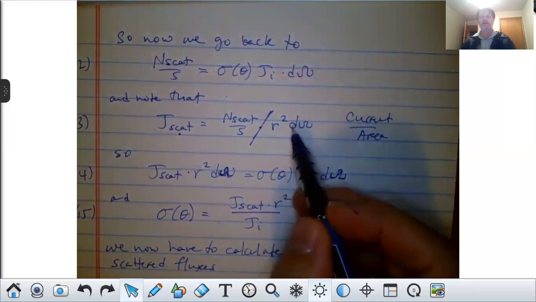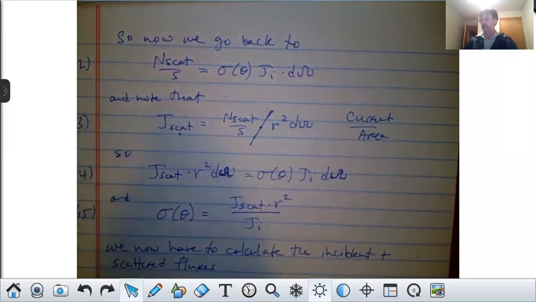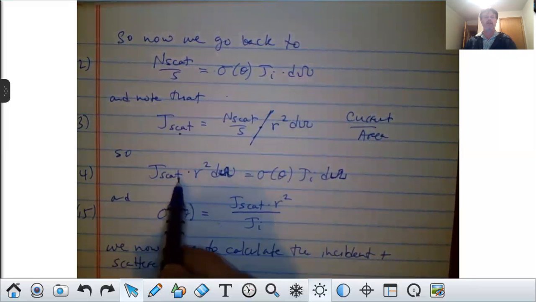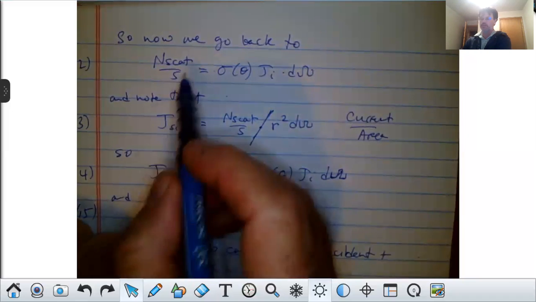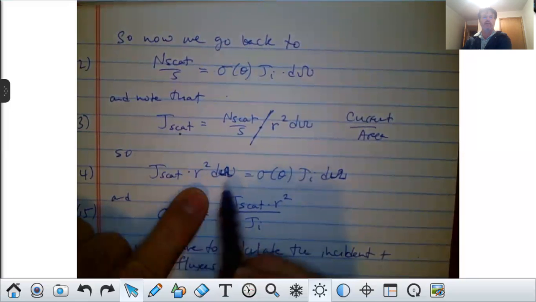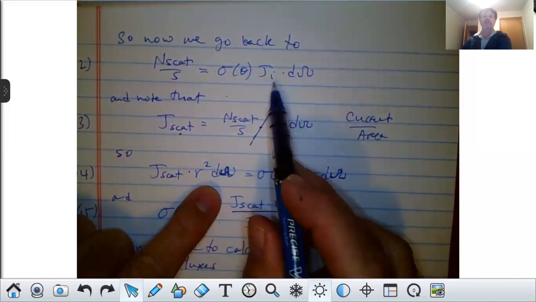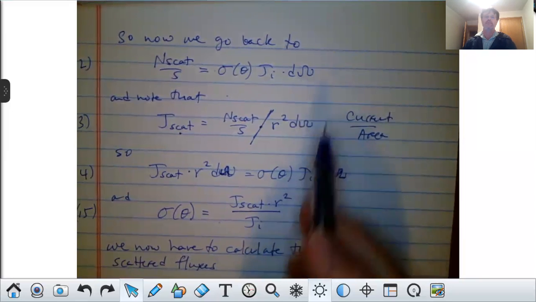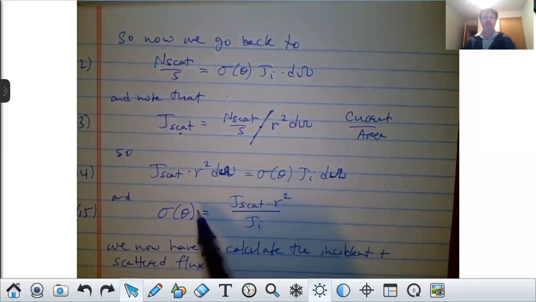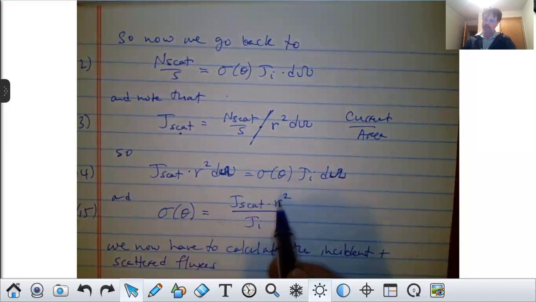Divide it by the area of the detector, basically. So it's a current over area. Then I'm going to use this and write that my scattered flux times r squared d omega is equal to n scattered per second, right? It's equal to my current. And that's equal to my differential cross section times my incident flux times my angle of my detector, basically my solid angle. When I plug these in, what I find is that my differential cross section is equal to my scattered flux times r squared over my incident flux.